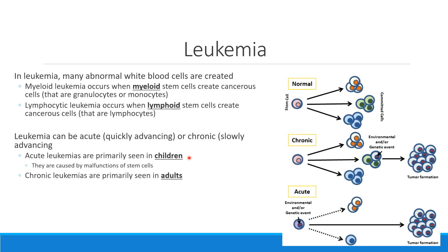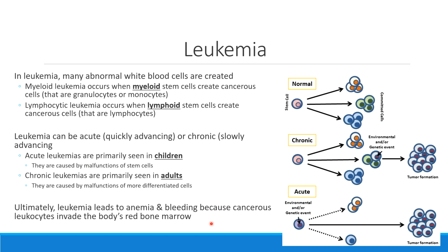Chronic leukemias are more slowly advancing, and chronic leukemias are primarily seen in adults. The thing with a chronic leukemia is that we don't have an issue at the stem cell level. We have an issue at one of the other levels of development. So maybe we're on that granulocyte track and we develop a leukemia. My other types of immune cells may still be fine, but this particular group of cells are not. So chronic leukemias develop more slowly. We see those more in the adult population. Acute leukemias develop very quickly, and these are primarily seen in children.